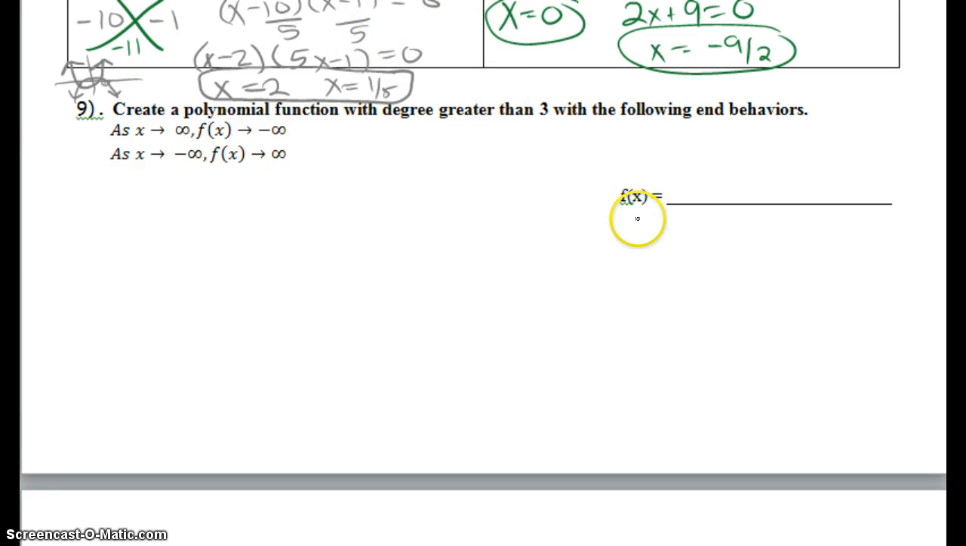Hello. Okay, I'm back for the rest of them: 9, 10, 11, and 12. So create a polynomial function with a degree greater than 3 with the following end behavior. Okay, so let's go over a couple things real quick.